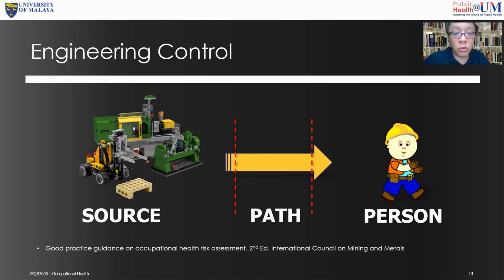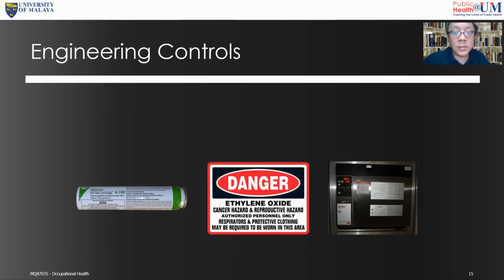So what is engineering control? Engineering control is where you isolate the process or enclose the procedure. What you see here is a gas called ethylene oxide. Ethylene oxide is a gas that is used for sterilization, or is it good to use for cold sterilization?